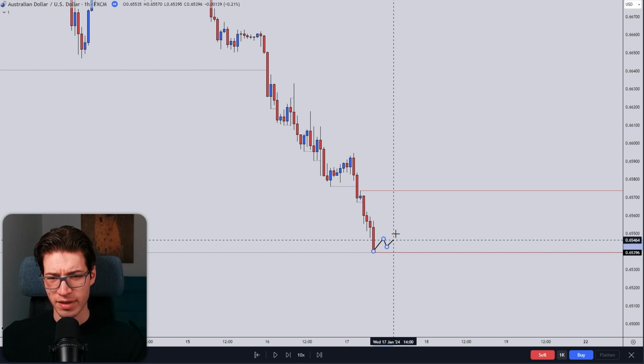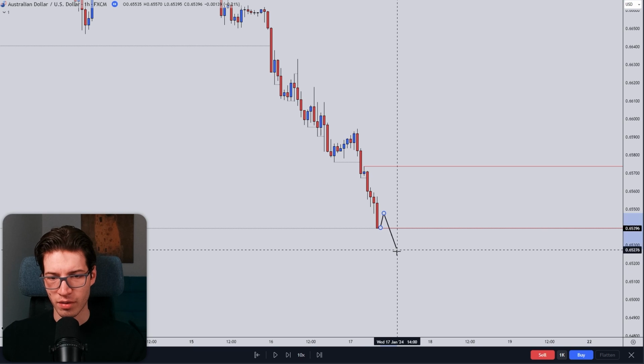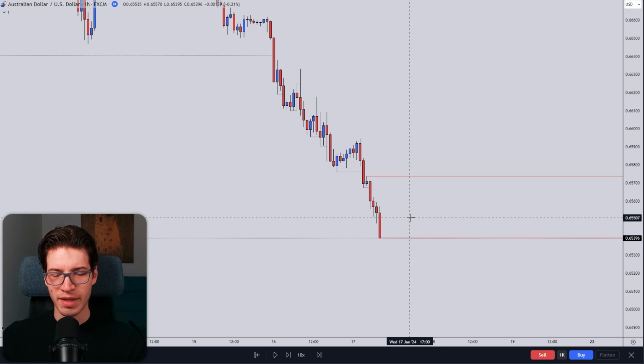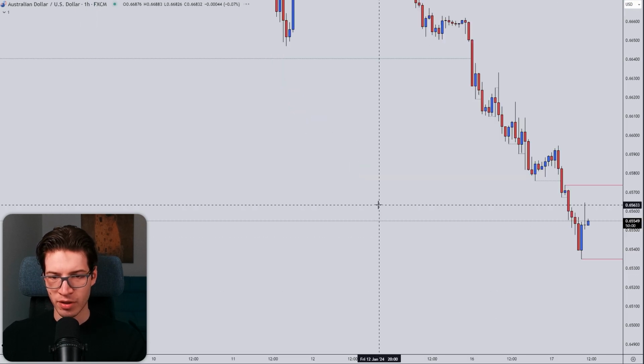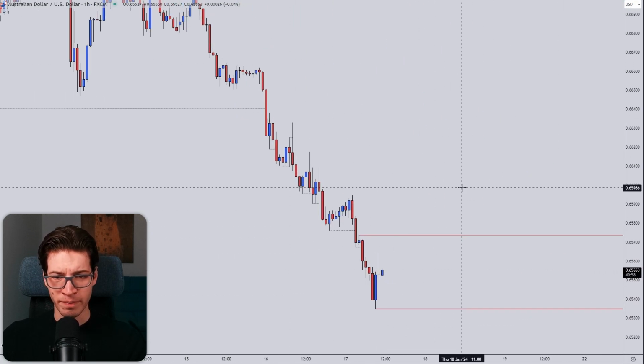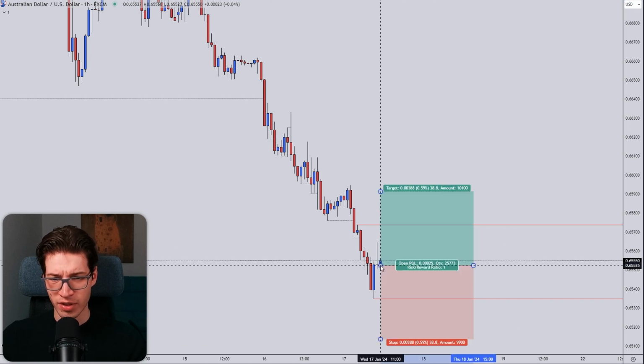So for something like this to happen, or a possible break and retest, but nothing really formed. Instead, we got a shift in momentum. Now I am in a trade on the Aussie and the US dollar.